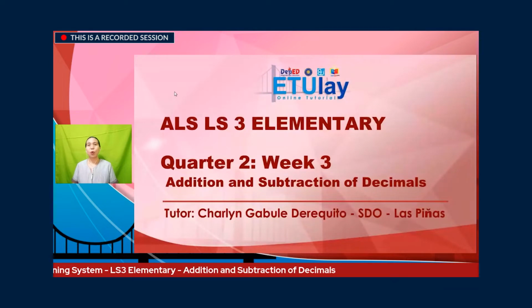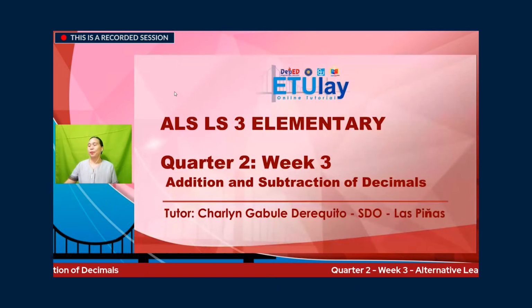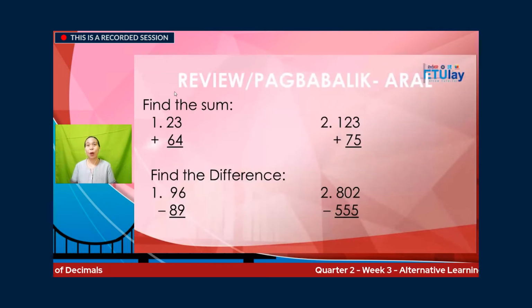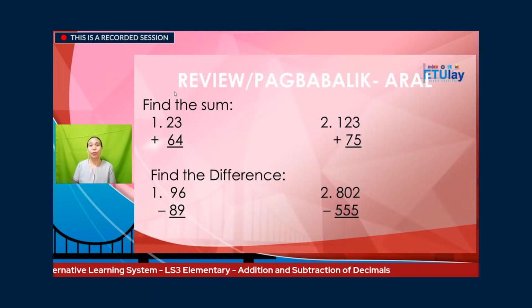We're now in quarter 2, week 3, addition and subtraction of decimals. Before we start our lesson for today, let's have a quick review of our previous lecture, addition and subtraction of decimals. First, we have to find the sum of 23 plus 64.